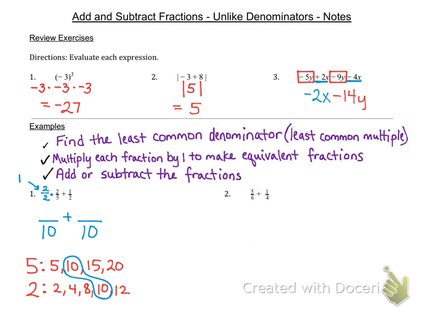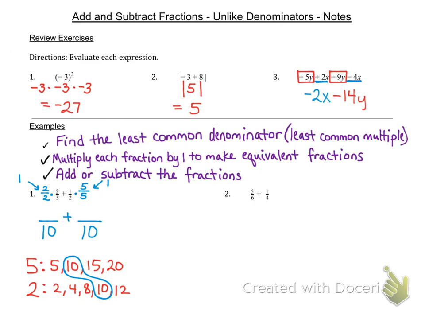We're going to do the same thing with 1/2. What do I multiply 2 by to get to 10? I multiply it by 5. So I also want to multiply the top of the fraction by 5. And remember, 5 divided by 5 is equal to 1, so I'm not changing the 1/2.